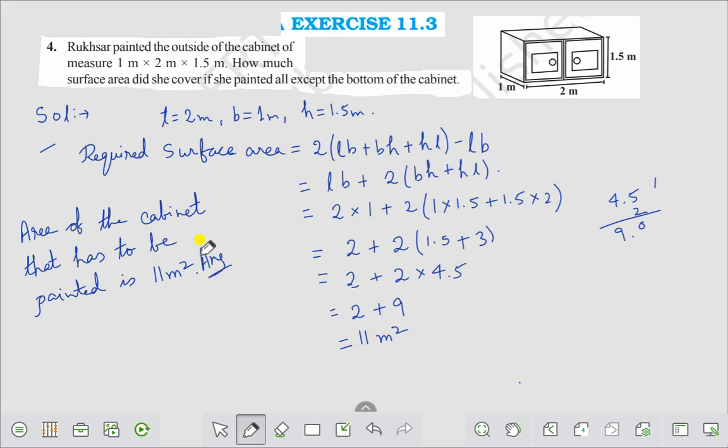Let us repeat once again. Here the given dimensions are: length is 2 meter, breadth is 1 meter, and height is 1.5 meter. The total surface area of this cuboid is 2 into LB plus BH plus HL. Since she does not want to paint the bottom of the cabinet, we are subtracting the surface area of the bottom, that is length into breadth. That is, we are getting LB plus 2 BH plus HL. Therefore, the area of the cabinet that has to be painted is 11 meter square.